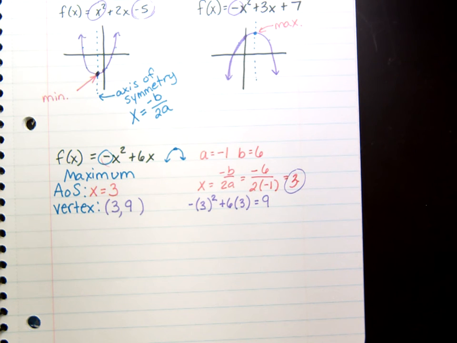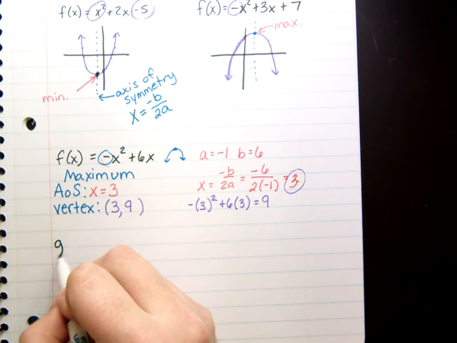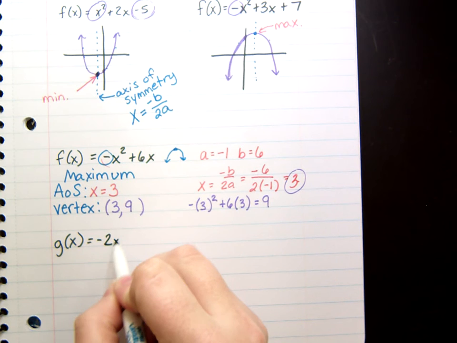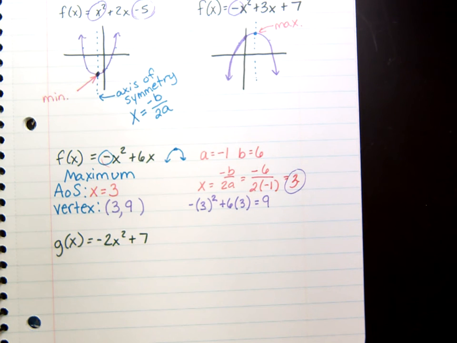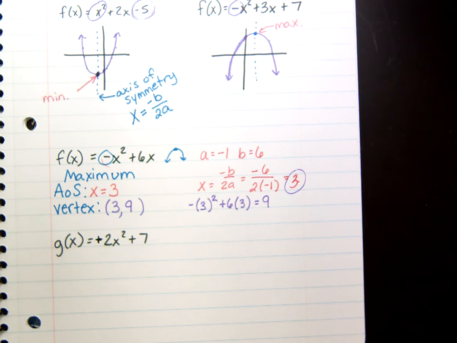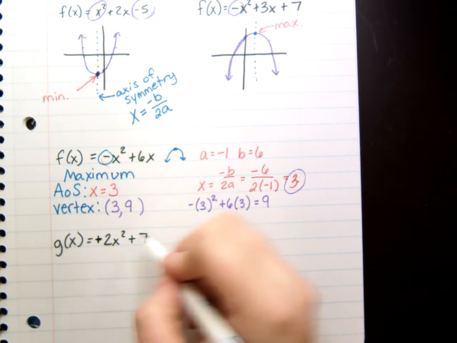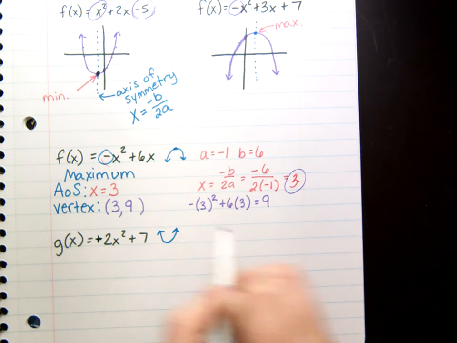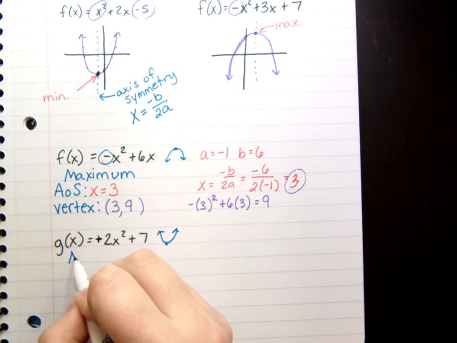Now, what happens if one of these values is missing, though? So let's take another example. g of x equals negative 2x squared plus 7. Actually, let's make this one positive, just because I can. Make it a little bit more different from the other one. On this one, because it's positive, I changed it. It opens upward, which means the vertex is going to be a minimum.